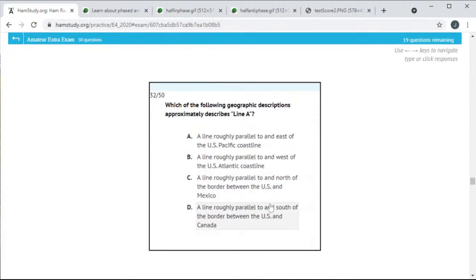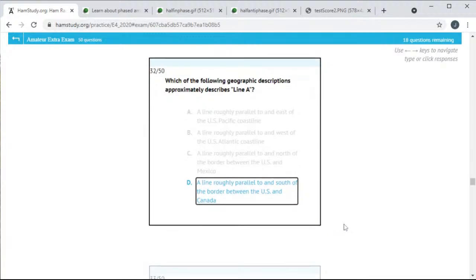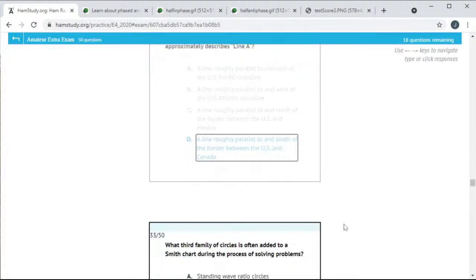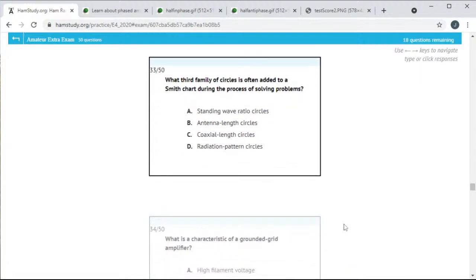Which of the following geographic descriptions approximately describes line A? A, line A runs parallel to and east of the Pacific. Nope. Okay, I'm just going to jump to D. Line A is the border that's like 100 miles south of Canada. North of that line, you cannot use the lower part of the 70 centimeter band.